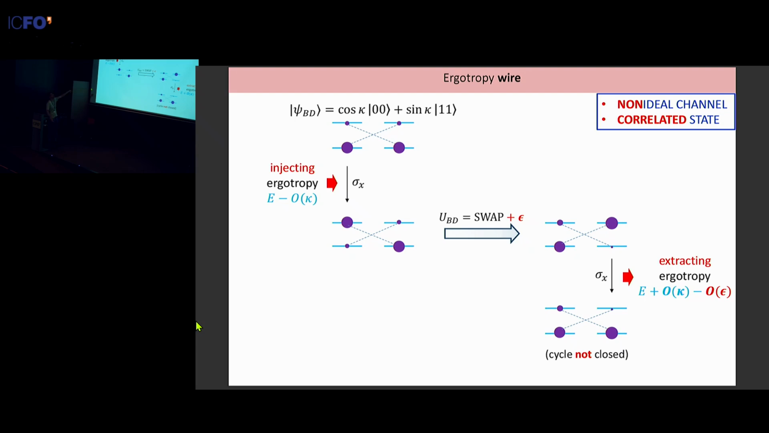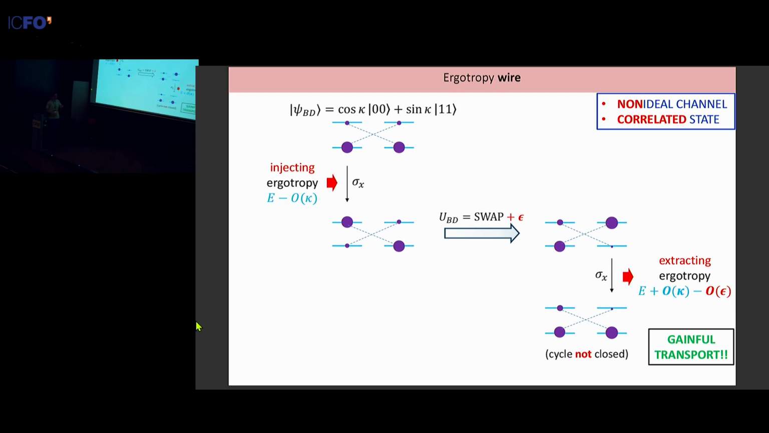When this kappa is small, you are basically at 0 times 0, approximately, plus something on the excited states. Then you do exactly the same thing: you do a bit flip, so you charge the start of the wire. You do the channel, you transfer something, and then you extract a little bit, and what you find is that the extracted ergotropy is going to be E plus something of the order of kappa minus something of the order of epsilon, and this can be positive.